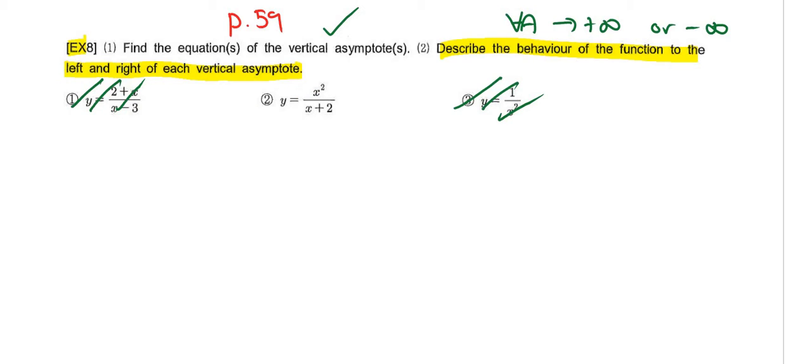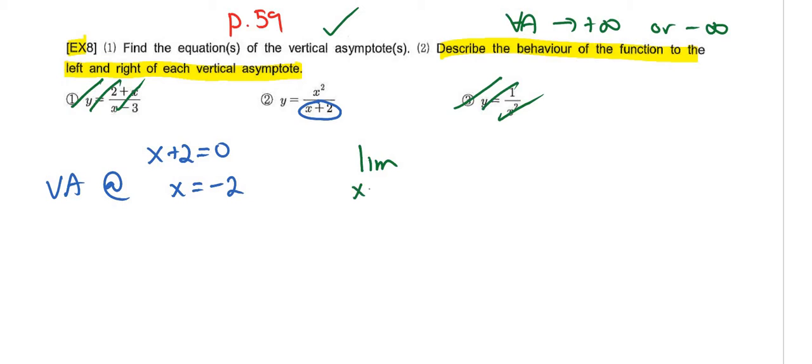Alright, let's move on to question number 2, where I need to find the vertical asymptote. If you want to find the vertical asymptote, you have to look at your denominator and set that equal to 0. So if I take the denominator and set that equal to 0, my vertical asymptote is at x equals negative 2. Now I need to describe the behavior of the function to the left and right of each vertical asymptote. So I need to evaluate the limit as x approaches negative 2 from the right hand side, and also the limit as I approach negative 2 from the left hand side.